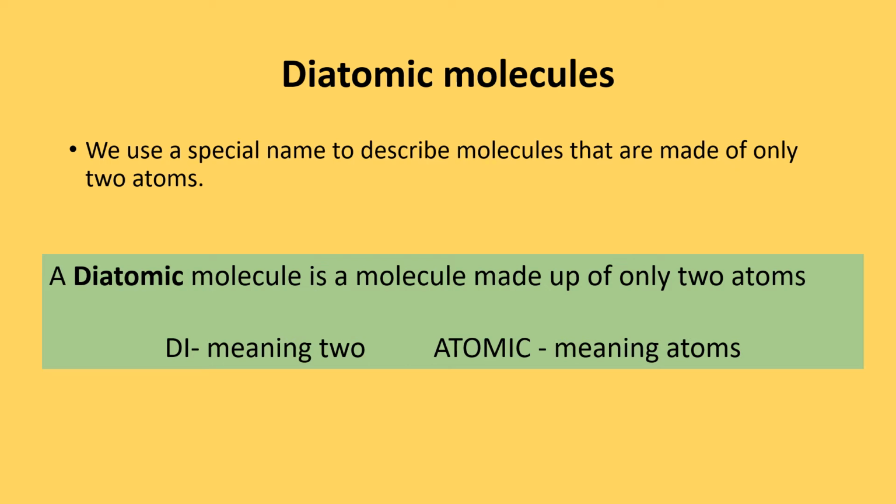To start off with, just a really simple idea is to understand what the term diatomic means. So di in chemistry comes from the Greek prefix which means two. Atomic obviously is going to be referring to the word atom, and so a diatomic molecule is really simply any molecule that contains only two atoms joined together.